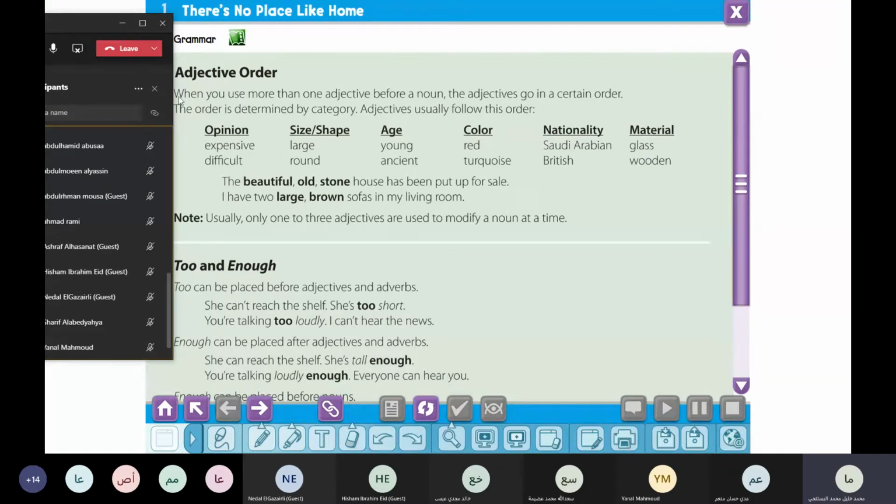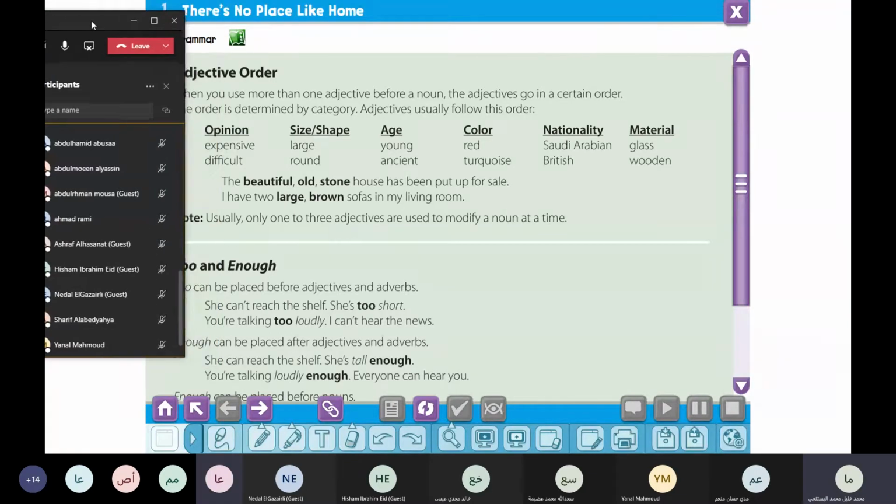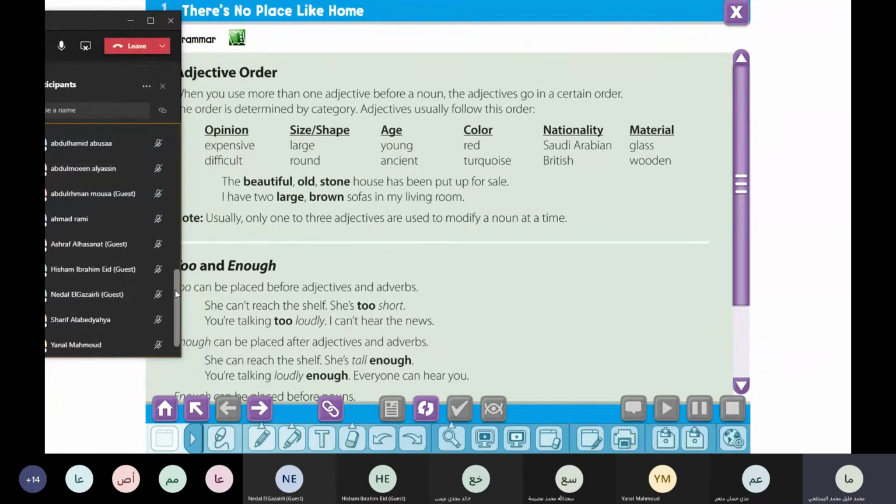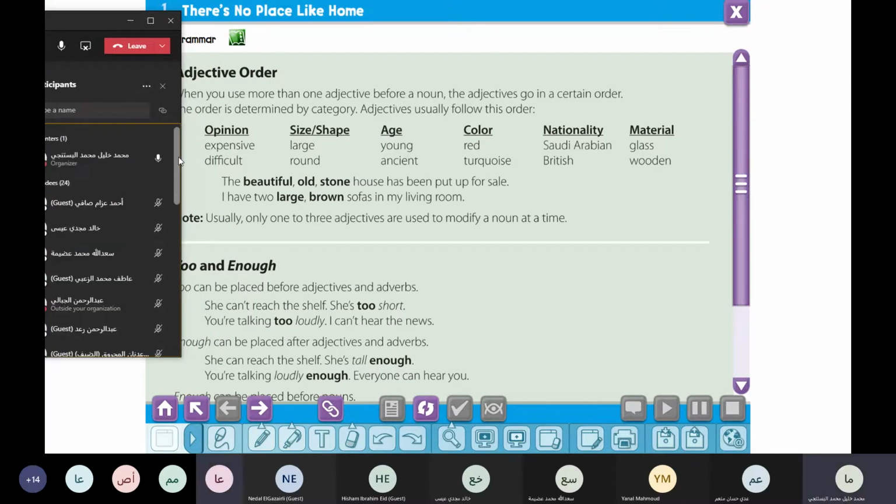Good. The second example. Who can read the second? Yes, Aziz. I have 2 large brown sofas in my living room. Good. Again, here we have 2 adjectives. So we have to arrange them according to the category which is found above. Large related to what? Opinion? No. Related to size. Then brown related to age? No. It is a color. So it will be, I have 2 large brown sofas.